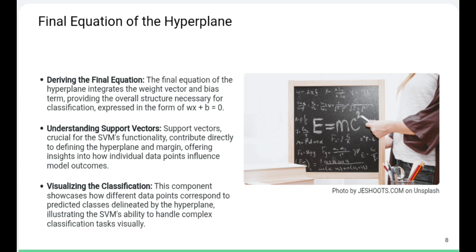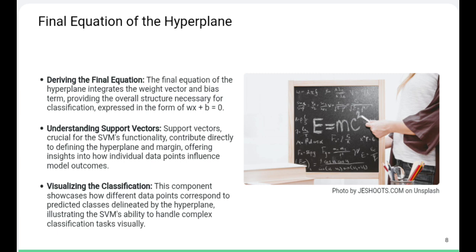Deriving the final equation. The final equation of the hyperplane integrates the weight vector and bias term, defining the overall structure necessary for classification, expressed in the form of weight x plus bias equals 0. Understanding support vectors. Support vectors, crucial for the SVM's functionality, contribute directly to defining the hyperplane and margin, offering insight into how individual data points influence model outcomes.